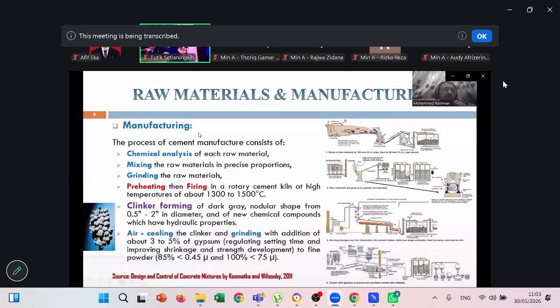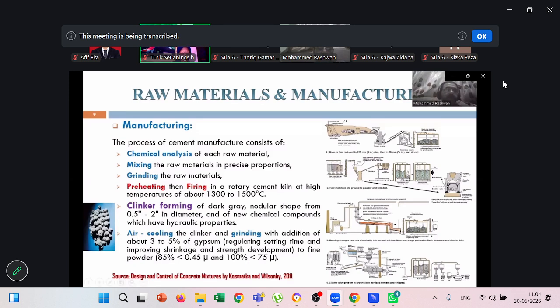Then, after checking, these raw materials are mixed in different proportions, and then ground in a big mill. Then preheating, these materials are fed into a rotary kiln, and fired at high temperatures of about 1,300 to 1,500 degrees centigrade. The clinker at the end is formed like this.